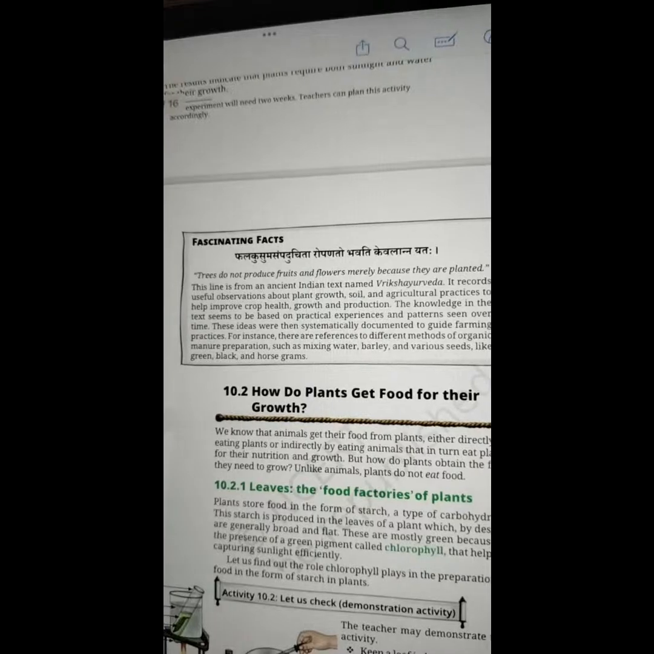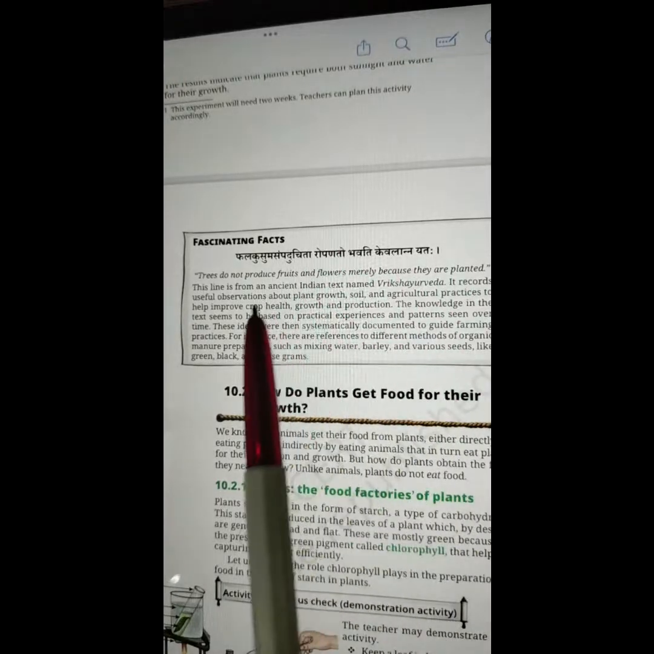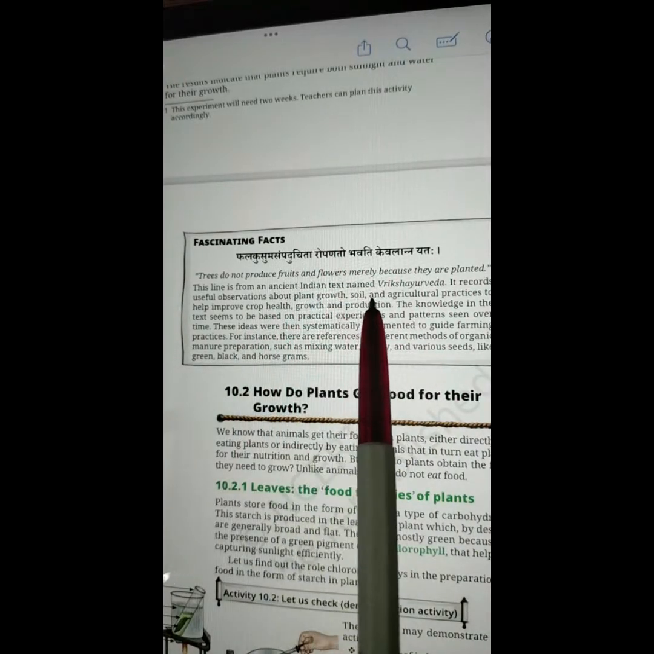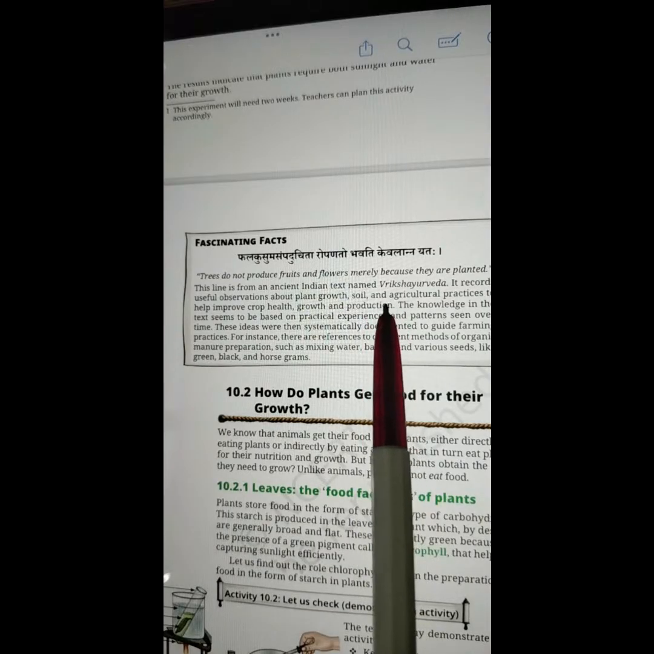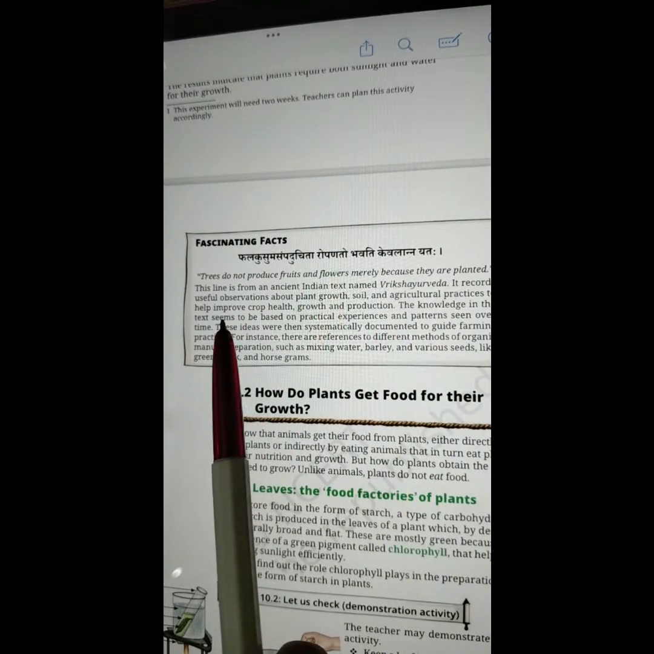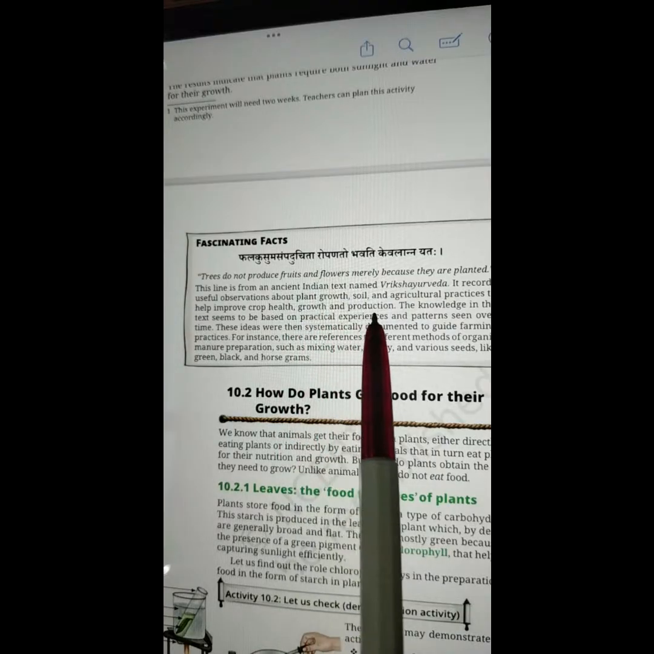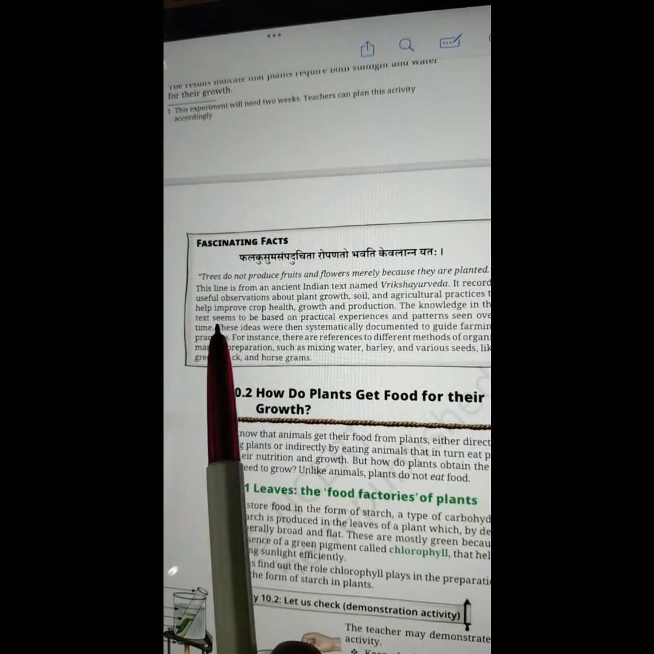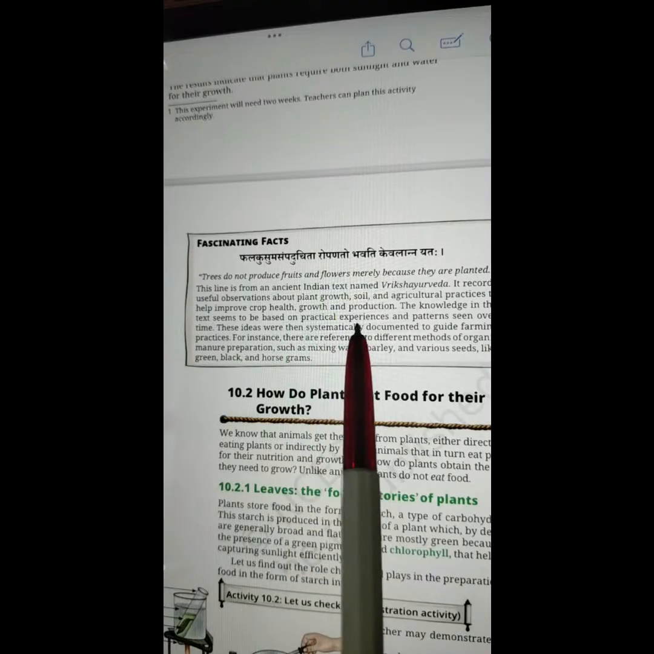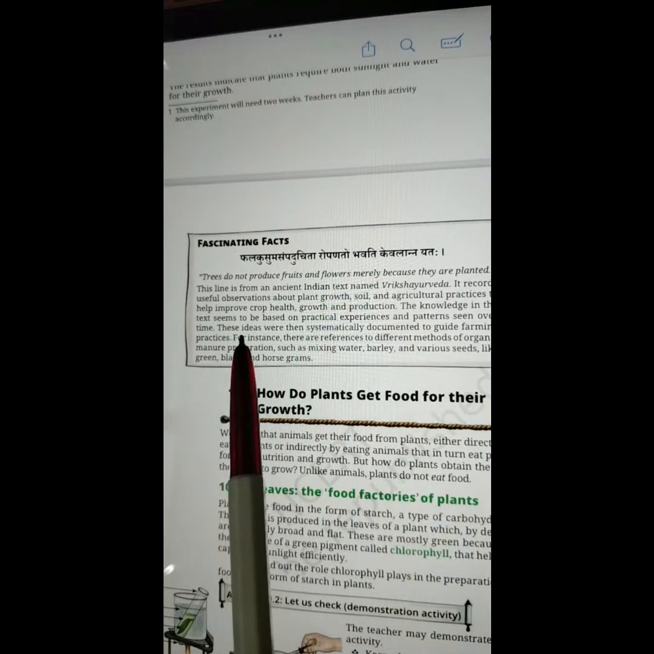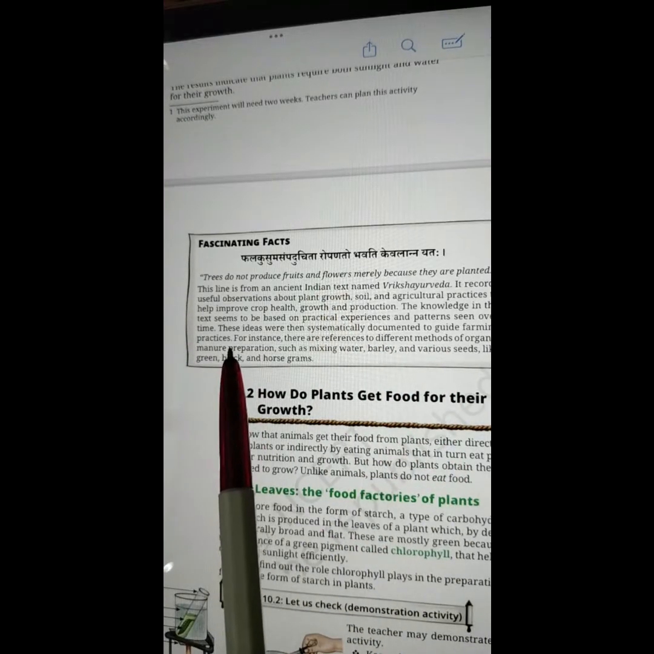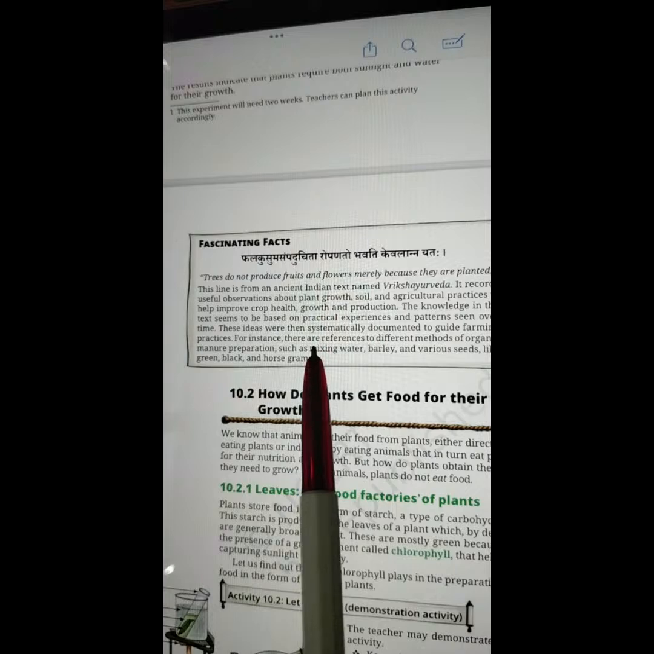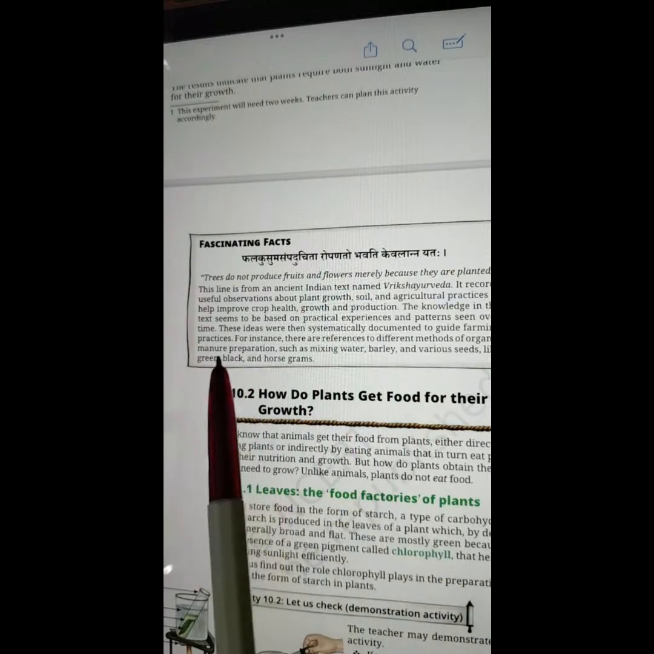Fascinating facts. Trees do not produce fruits and flowers merely because they are planted. This line is from the ancient Indian text named Vriksha Ayurveda. It records useful observations about plant growth, soil, and agricultural practices to help improve crop health, growth, and production. The knowledge in the text seems to be based on practical experiences and patterns seen over time. These ideas were then systematically documented to guide farming practices.